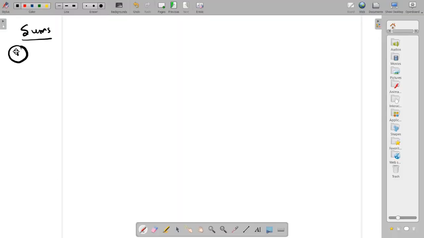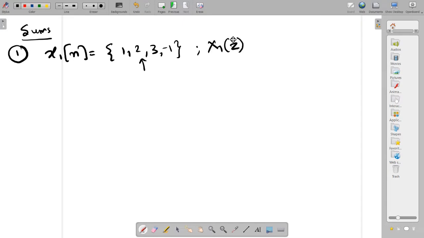First sum, x1 of n is equal to 1, 2, 3, minus 1. Find X1 of z. Okay, they have told you to find the z transform of this x1 of n. Alright, so how do you find X1 of z?